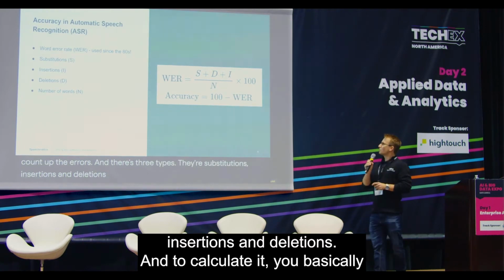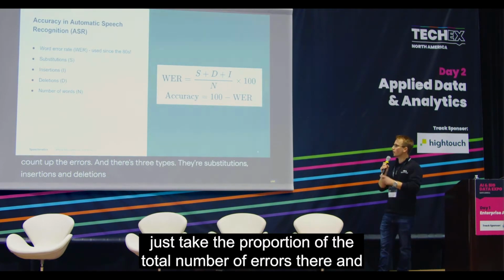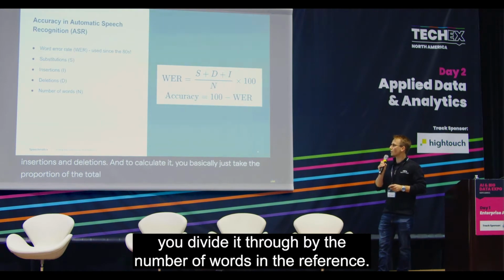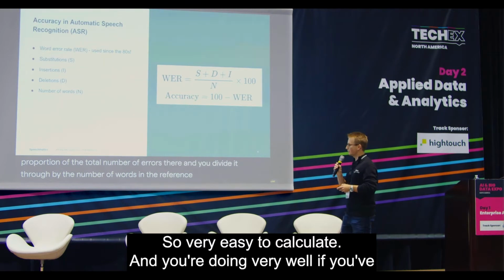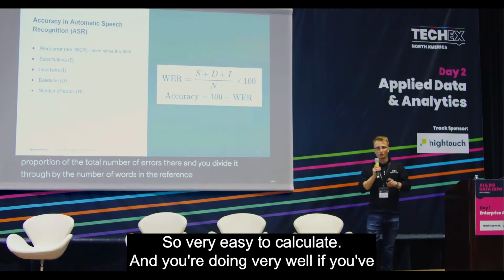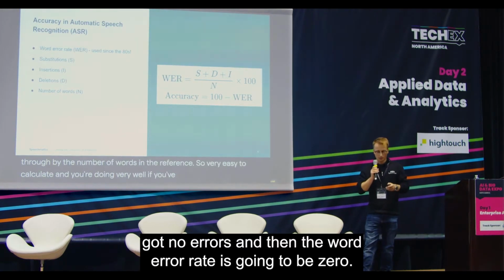And to calculate it, you basically just take the total number of errors and you divide it through by the number of words in the reference. So very easy to calculate. And you're doing very well if you've got no errors, and then the word error rate is going to be 0.